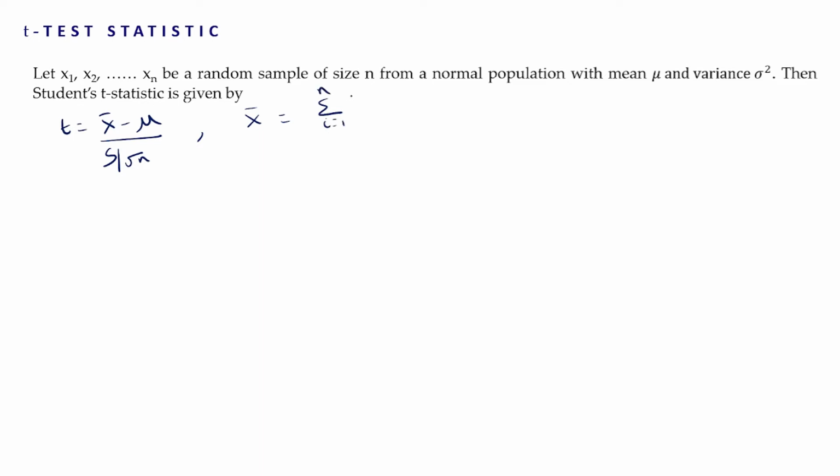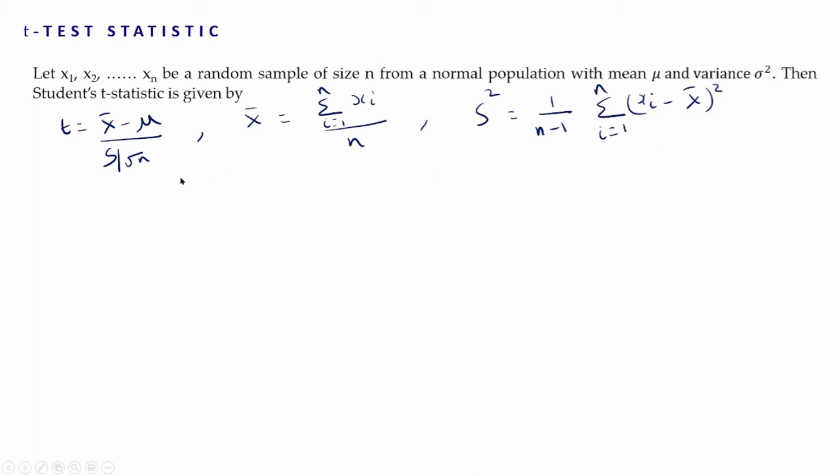x bar is the summation i equal to 1 to n xi upon small n, that is the sample size, and S square is the unbiased estimator of population variance. It is given by 1 by n minus 1 summation i equal to 1 to n xi minus x bar the whole square. Now we usually calculate variance as 1 by n summation i equal to 1 to n xi minus x bar the whole square. But here we have this capital S square as 1 by n minus 1 summation i equal to 1 to n xi minus x bar the whole square.